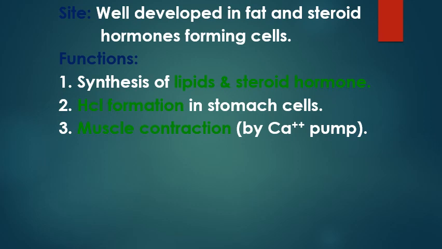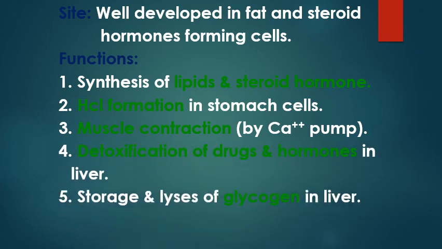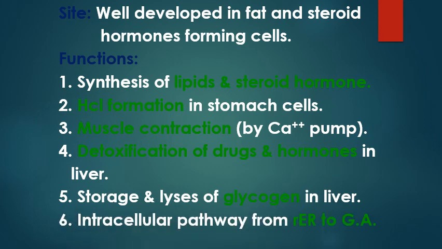The calcium is needed to bind to certain protein to uncover a part in the actin filament in order to react with the myosin and lead to contraction. Other functions are detoxification of drugs and hormones in the liver, storage and lysis of glycogen in the liver, and the intracellular pathway again from the RER to the Golgi apparatus.